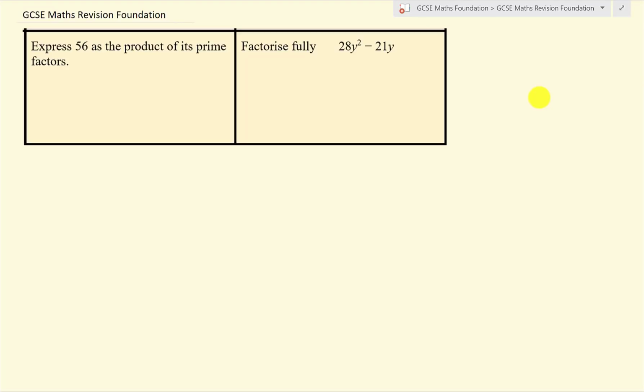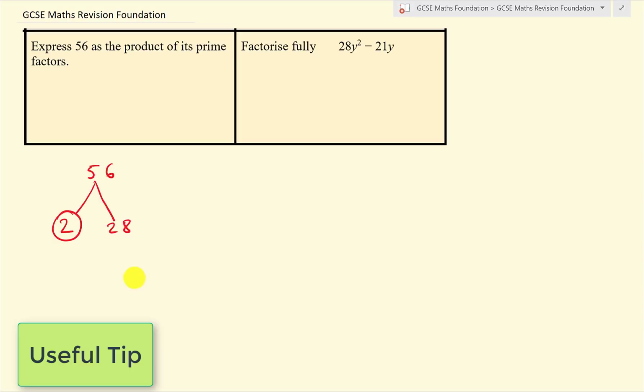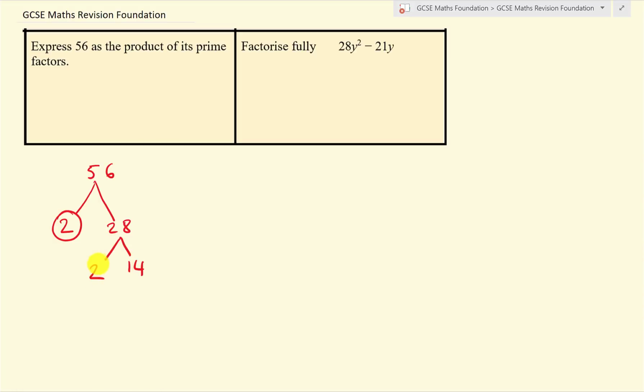Next, write 56 as a product of its prime factors. My favourite question. We always get one of these. So 56 as a product of prime factors. You can work out what the prime factors are first. So it'll be 2 times 28. Circle the prime numbers because we are going to use these prime numbers later on. 2 times 14. Again, circle the prime number. 2 times 7. Prime number, prime number.